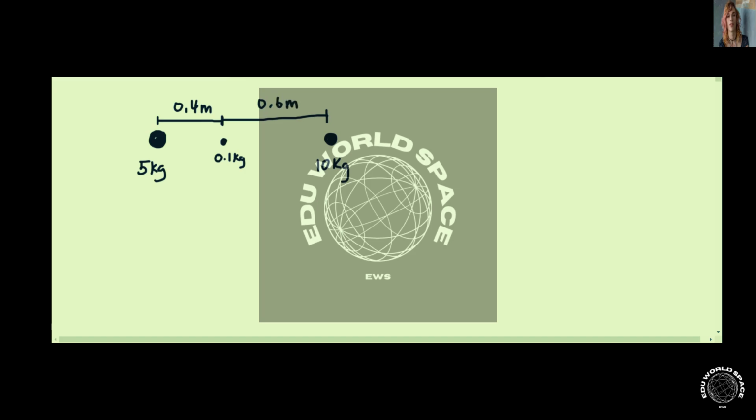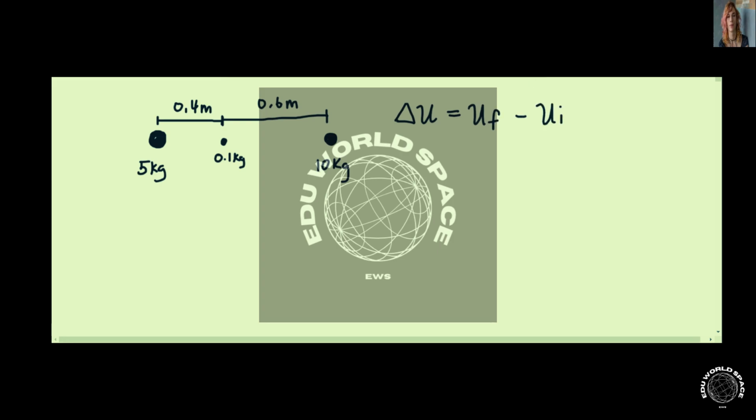The easiest way to calculate this, because of course you could use forces, is to use conservation of energy. As the 0.1 kilogram sphere moves towards the right, there's going to be a change in gravitational potential energy. Whatever that change is will go into increasing the kinetic energy, and from that we can calculate the velocity. So I'm going to start off by calculating the change in the gravitational potential energy.